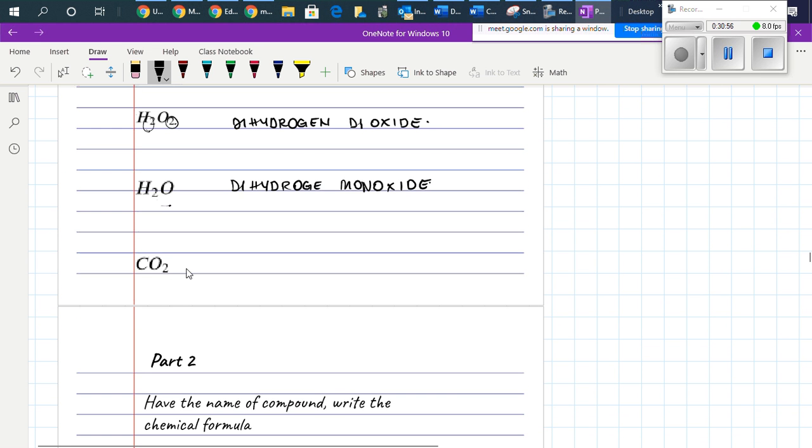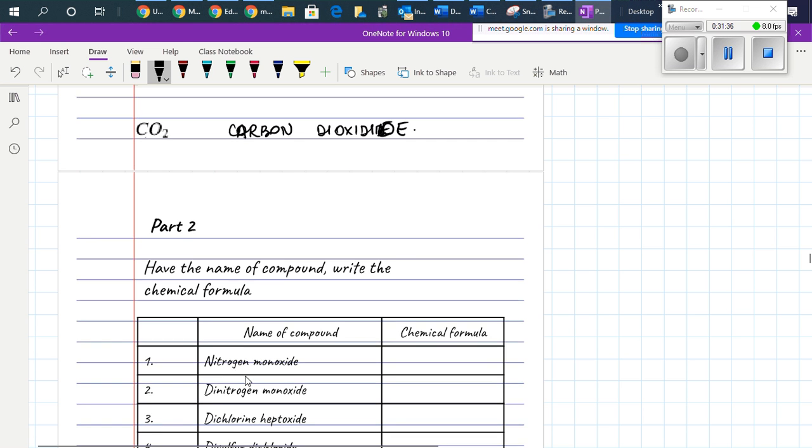Okay, next one. Carbon and oxygen has 2. So now, in this case, we do not state the mono. If it is 1 for the first one, we don't state the mono. So we just go carbon dioxide. Carbon dioxide. Okay.